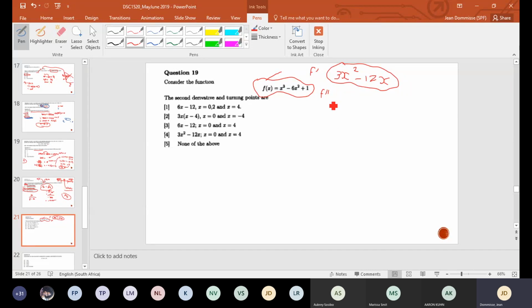So we basically go through exactly the same principle. The 2 goes in front, so it is 3 times 2, which gives me 6. 2 minus 1, so it becomes x. Minus 12x, remember there's always the 1 there, so it will become 1 minus 1, so that will disappear. So that will be your second derivative.